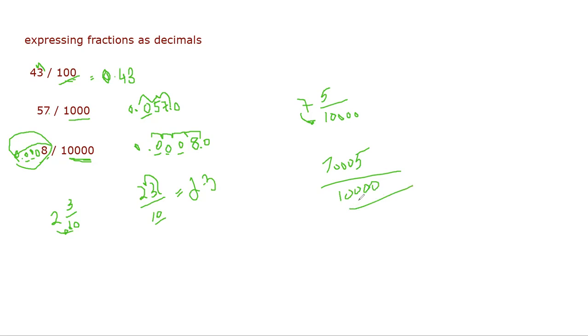So count the zeros. There are 4 zeros. Shift this decimal place 4 places towards the left side. So 1, 2, 3, 4. So the answer would be 7.0005. This would be the answer for this question.